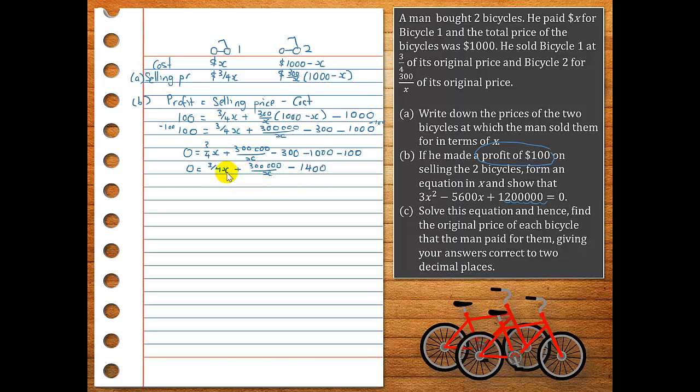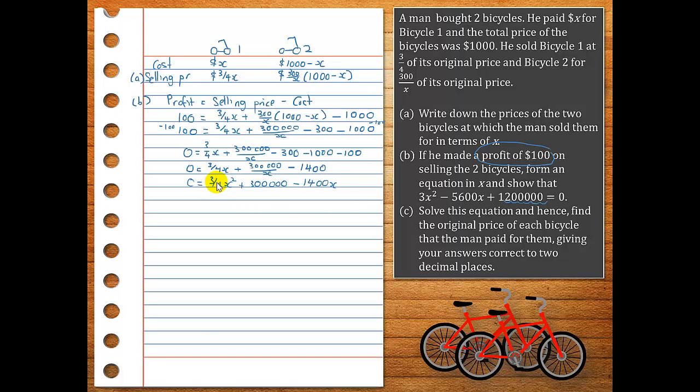Now, do you know how to change this into this equation? It is very obvious that we do not want the denominator to be x. Hence, what we can do is multiply each term by x. So 0 multiplied by x will still be 0. 3 over 4 x multiplied by x will be 3 over 4 x squared. 300,000 over x multiplied by x equals 300,000. And finally, 1,400 multiplied by x will be 1,400x.